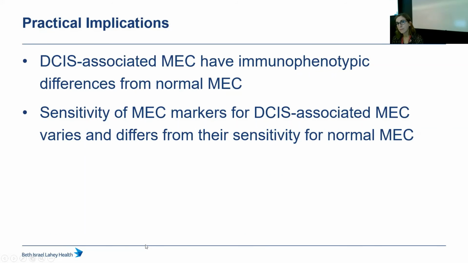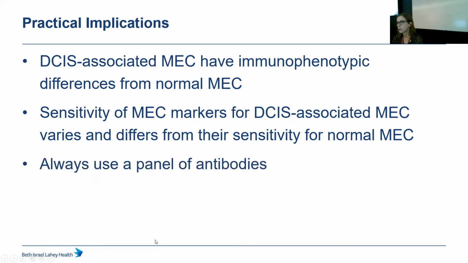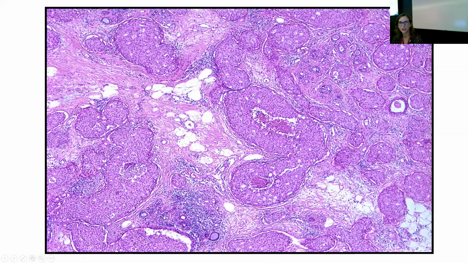So that means that you have to be careful in your interpretation, use a panel of immunostains to be sure that you have appropriately excluded the possibility of an in situ proliferation.